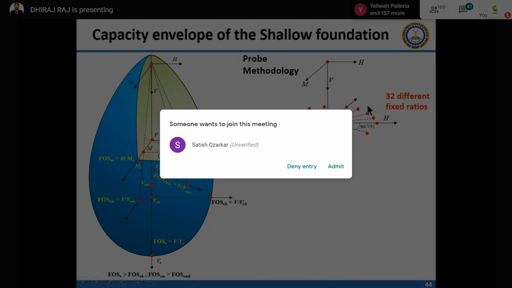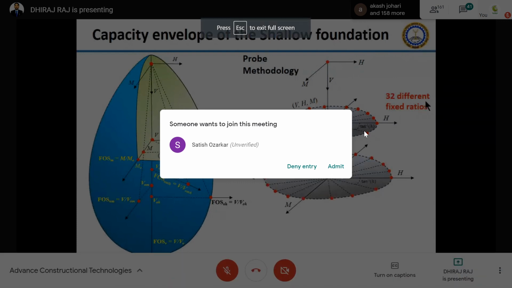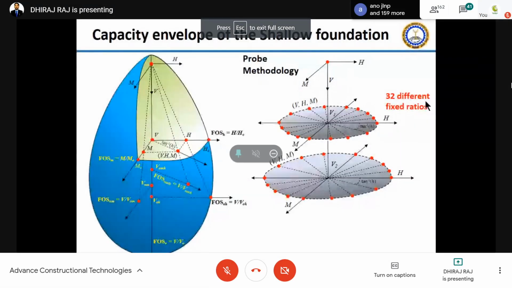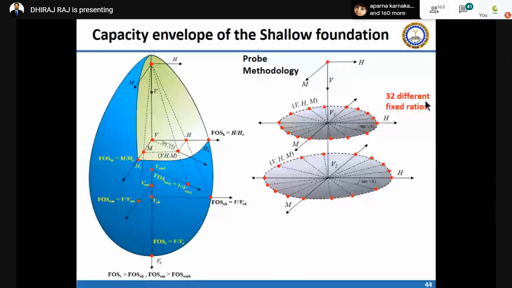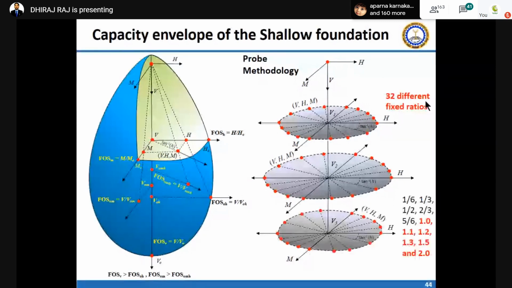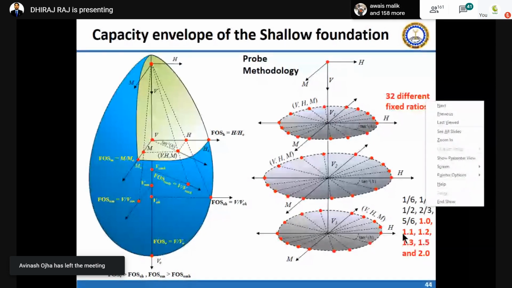So I have applied 32 different fixed ratios, and from there you get a surface in that VM plane. Again, you apply the next vertical load and again apply your horizontal load and moment in a ratio, and change that ratio such that you cover all the points. Similarly for each vertical load. In that way, 32 ratios are used and a total of 11 vertical loads are used.